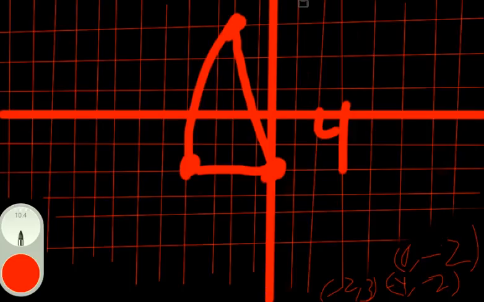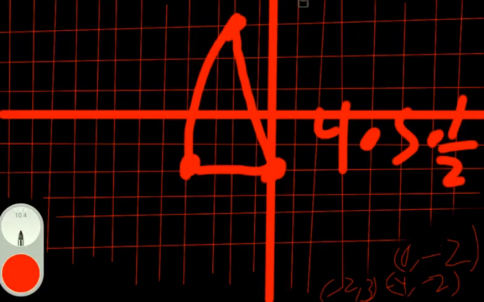So the height would be 4. The base would be 4, the height would be 5, and you would multiply it by a half, so your answer would be 10 units squared.